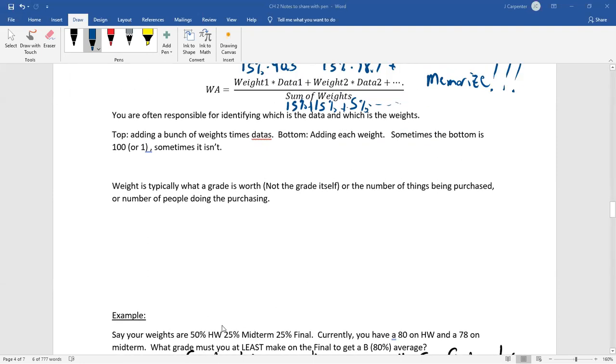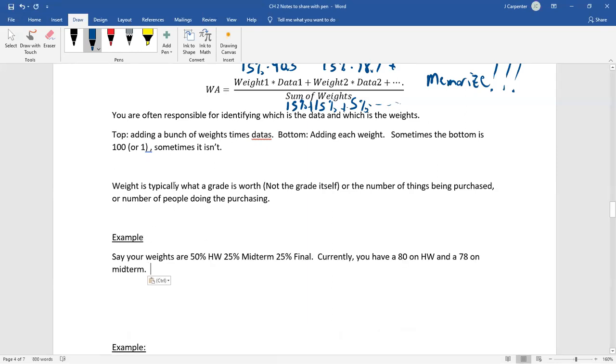All right, so 50%, 25%, 25%. So currently, this is important. Currently, oh, you know what? I don't want to do this example yet. This is the hard one. Darn it. Let me make a side example for this. So I'm going to copy the first part. That is a much harder example that we'll do later.